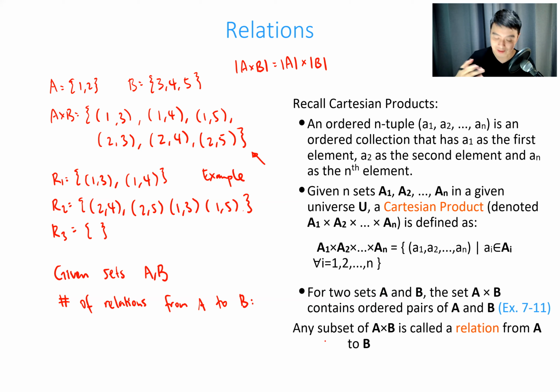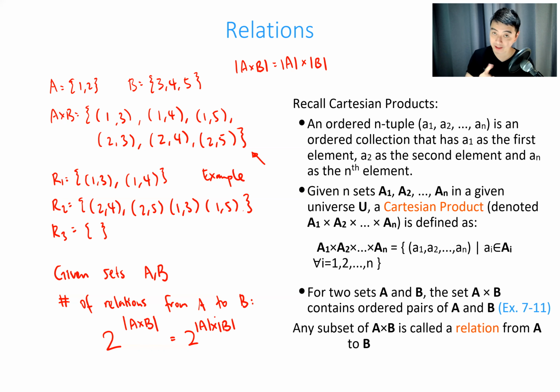So the question is, given sets A and B, how many subsets are there? And the answer is that since we have A cross B and the size of A cross B, each one of those objects has 2 choices. They can go into the subset or they can be left out of the subset. So the answer here is 2 to the size of A cross B. So in our previous example, the answer is 2 to the power of 6, which if you want to write it out like this, it's the size of A times the size of B. Okay, so 2 to the power of the size of A times the size of B.